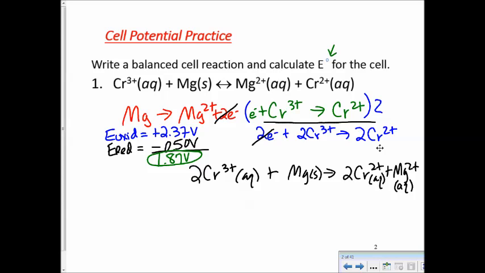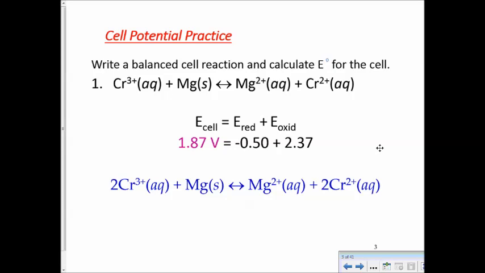So now what I'd like you to do is try number 2. Number 2 is a little bit more complicated because you do have to throw in the waters and the hydrogen for the dichromate, particularly that half reaction there.